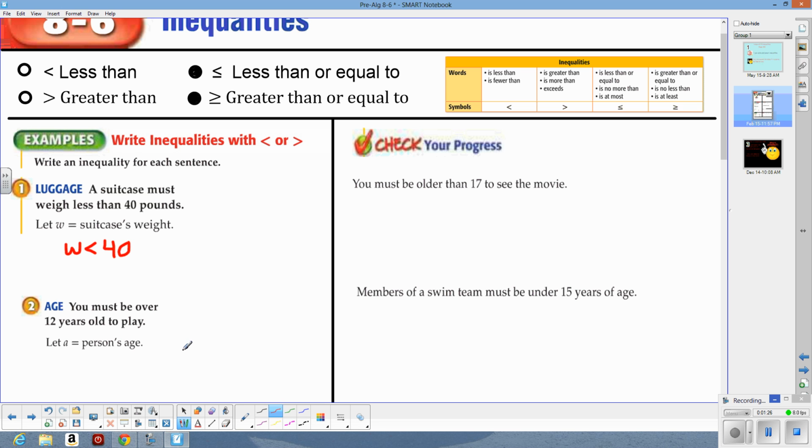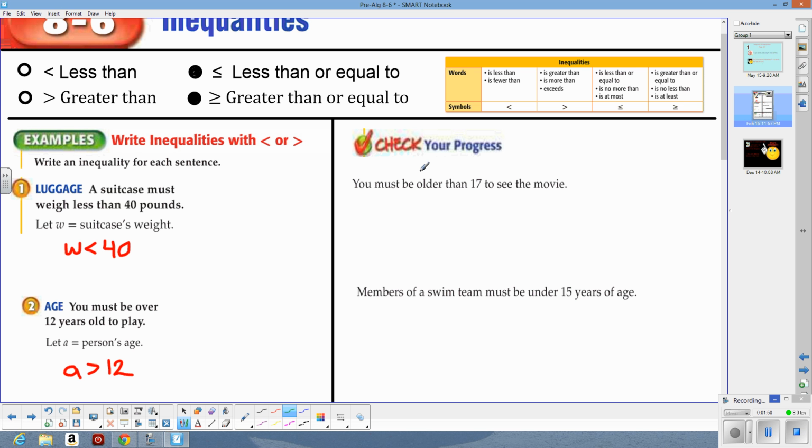The next example says you must be over 12 years old to play. If you must be over 12 years old to play, we're going to have A equal the person's age. The age must be greater than 12. It doesn't include 12 because it says you have to be over 12. You may want to pause the video and try the next two on your own.